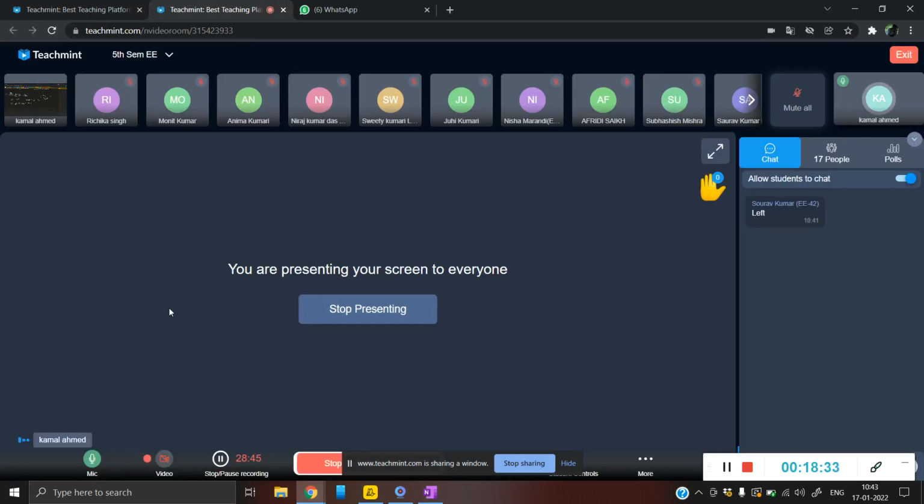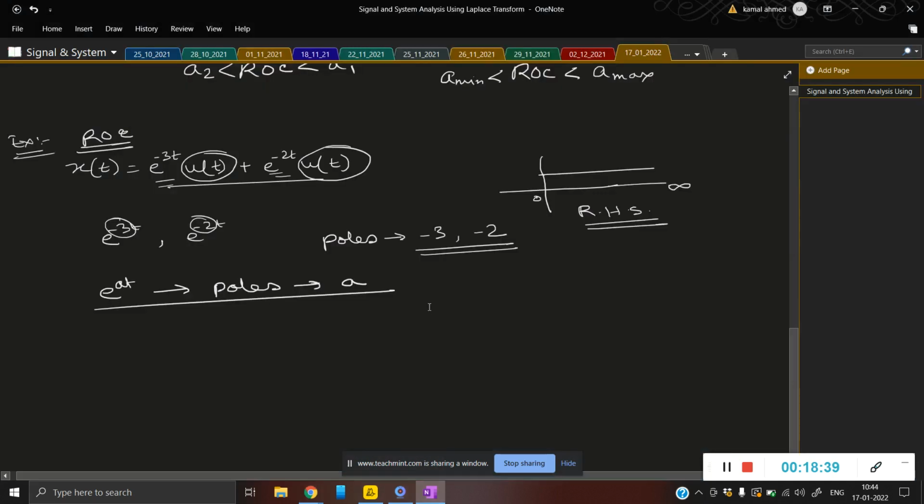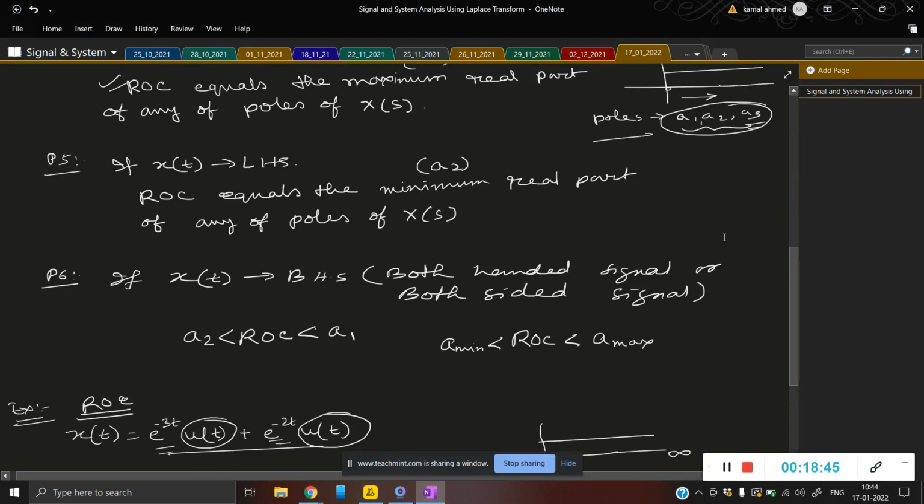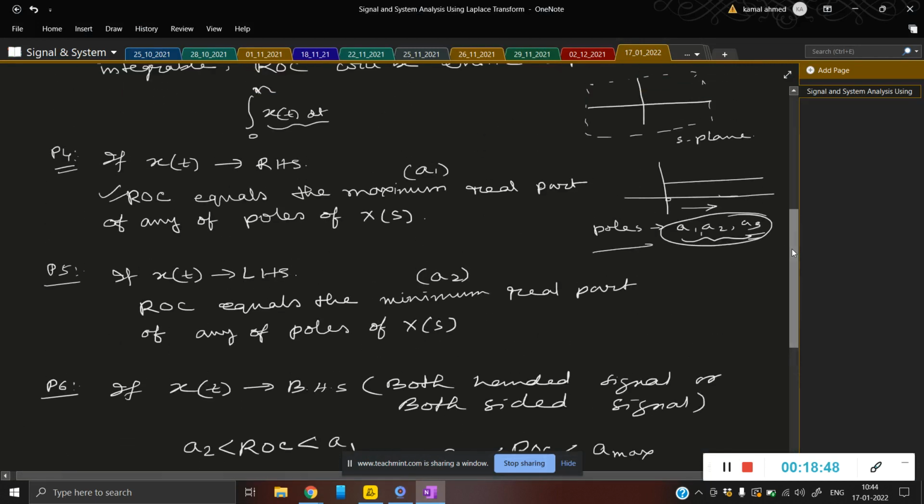मैक्सिमम वैल्यू कौन सा है? माइनस 2. So, as per our properties of ROC, property number 5, if x of t is a right-handed signal, then the ROC will be the maximum real part of the poles.